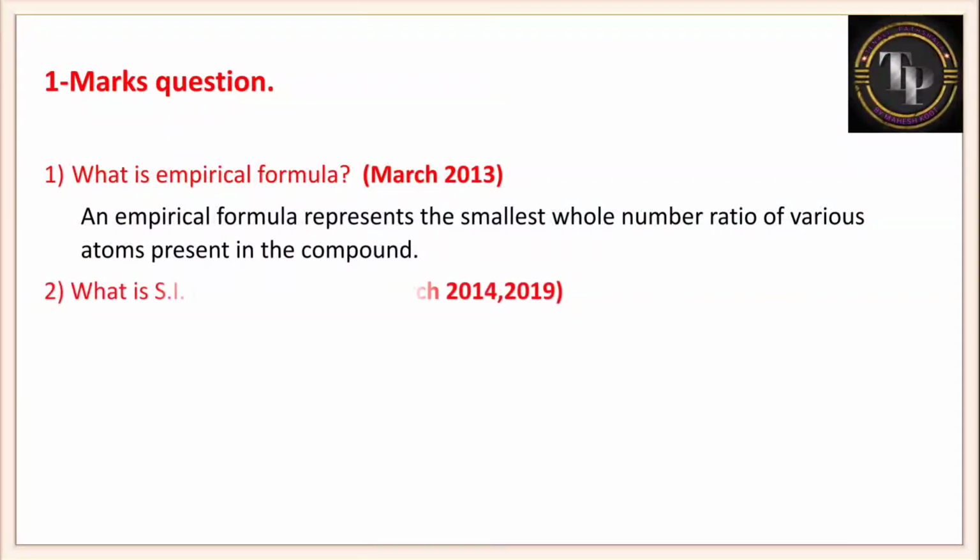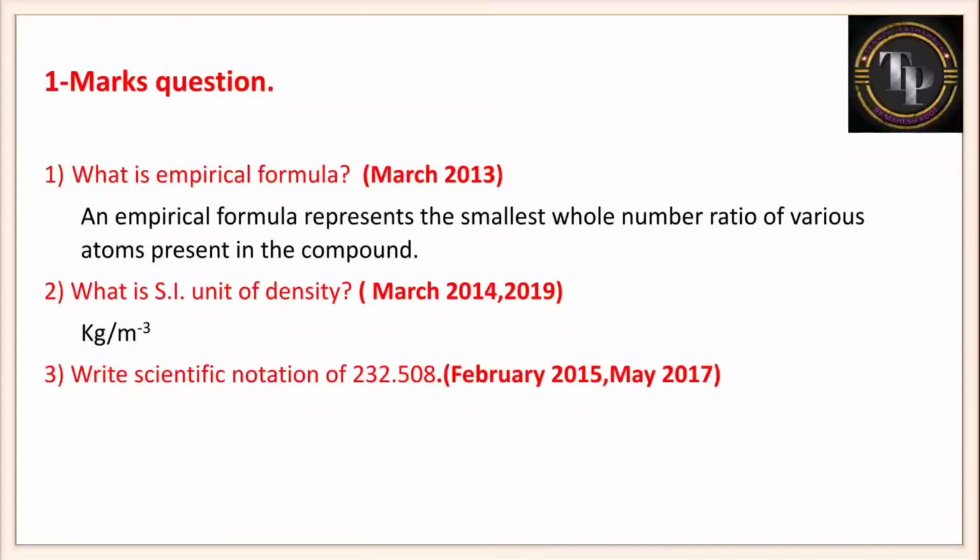Second question, what is the SI unit of density? This question was asked in March 2014 and 2019 annual exam. You know already density is equal to mass divided by volume, and mass SI unit is kg, volume SI unit is meter cube. Hence density SI unit is kg per meter cube.